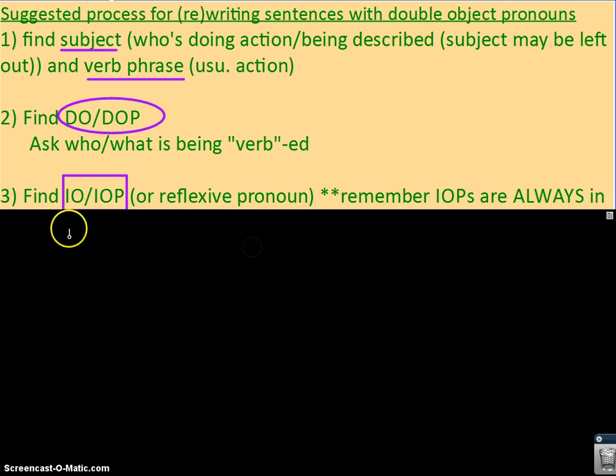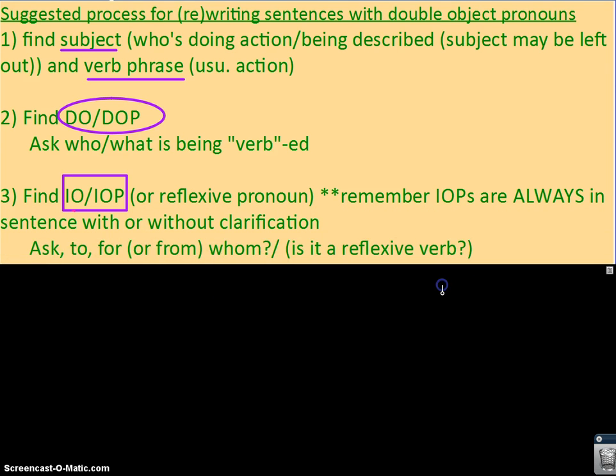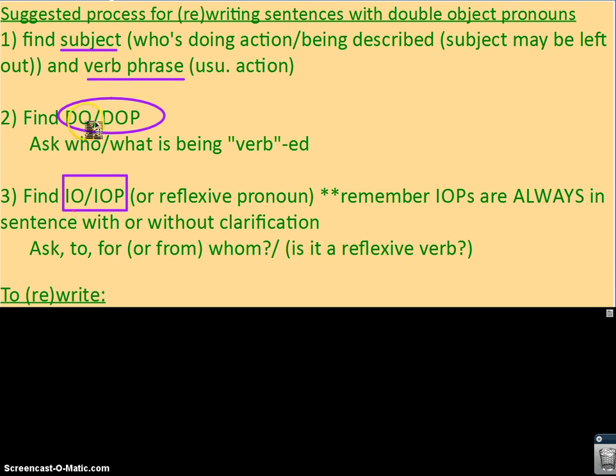Step 3, find the indirect object, the indirect object pronoun, or in some cases a reflexive pronoun. Remember, IOPs are always in the sentence with or without clarification. If something is being done to or for someone, you must have an IOP. So please put a box around that because that's how we label those when we're diagramming these sentences. Okay. So you do those things first.